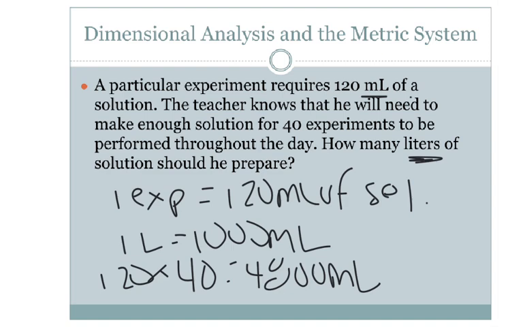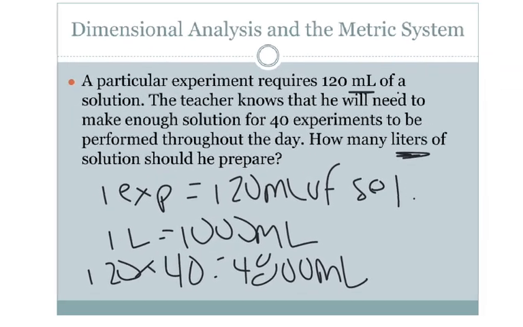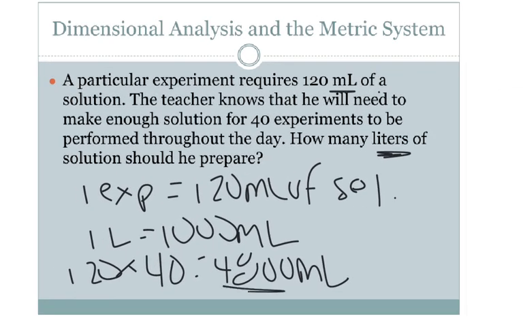But remember, the question asks you how many liters of solution should he prepare. So you know that you need 4,800 milliliters. Now we need to convert that milliliters to liters. So again, you're just going to do your dimensional analysis. Okay, so how can I cancel out my milliliters? Obviously, I need to have something at the bottom because this is at the top. Remember, this is like saying 4,800 over 1. Okay, so down at the bottom, I should have milliliters so that those two cancel.